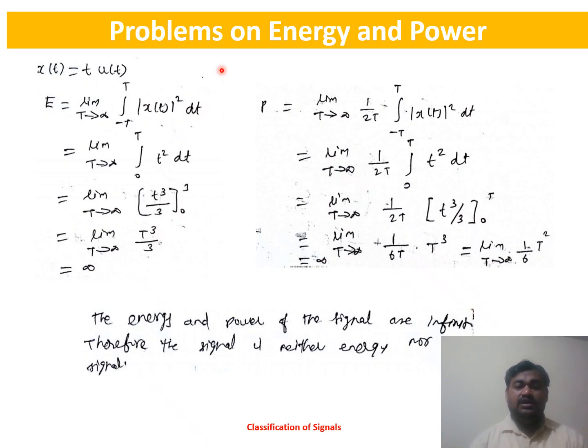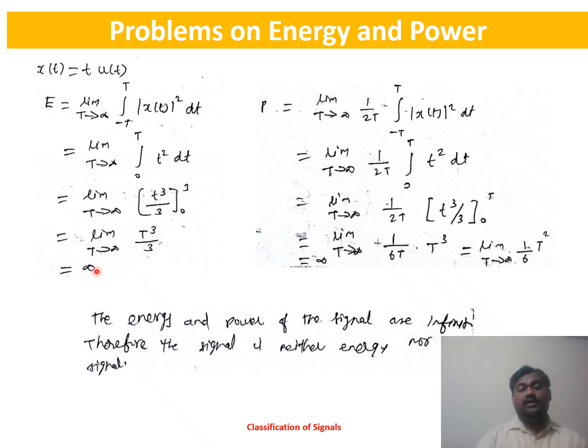One more problem on energy and power signals. x(t) equal to t into u(t). Use the formula to find energy and the formula to find power. Substituting t square u(t). u(t), we know that is 1 for 0 to infinity. Change the limit from minus T to T into 0 to T, because u(t) equals 1 for t greater than 0. So modulus t square dt becomes t square. Integrate this equation, t cube divided by 3. Substitute the limit 0 to T.